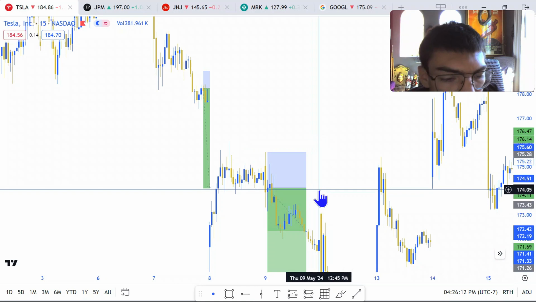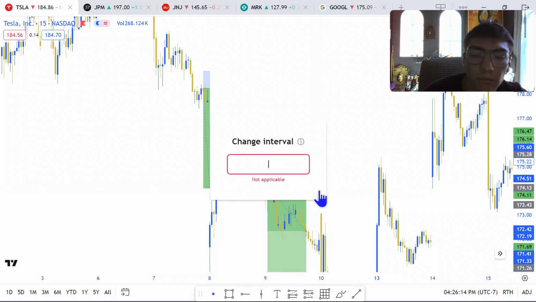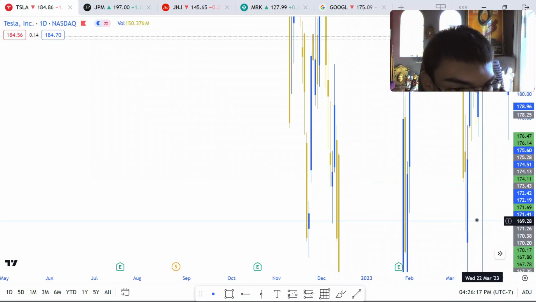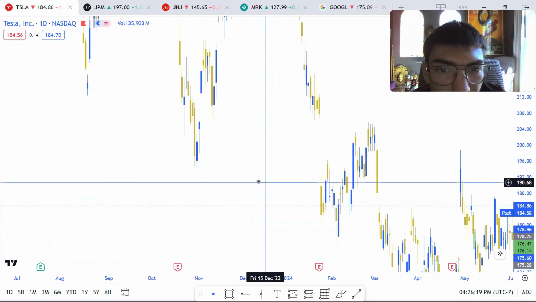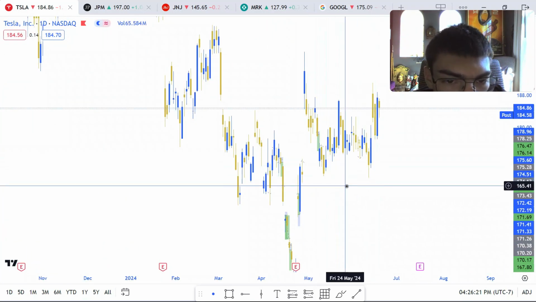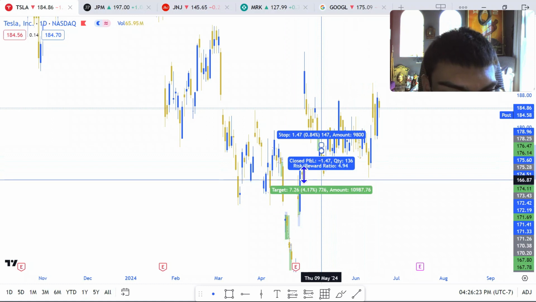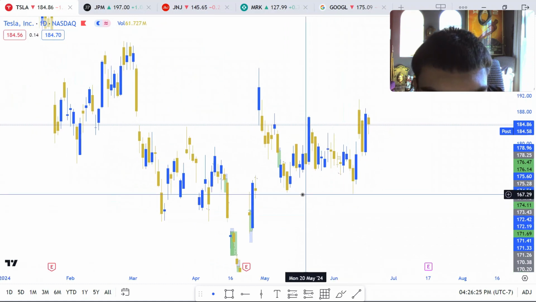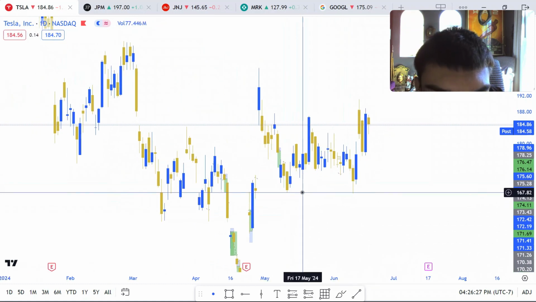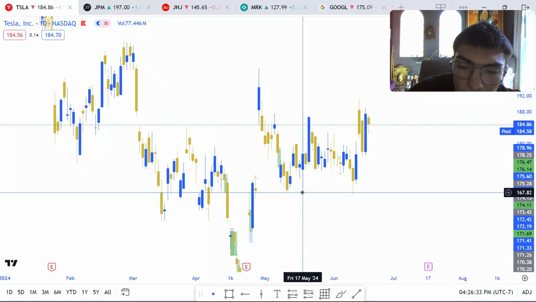And then remember, we're taking this play off the daily, so let's just go into the daily time frame. We are right here. Honestly, there's a gap. Yeah, there's a gap. So let's go back into the 4 hour.